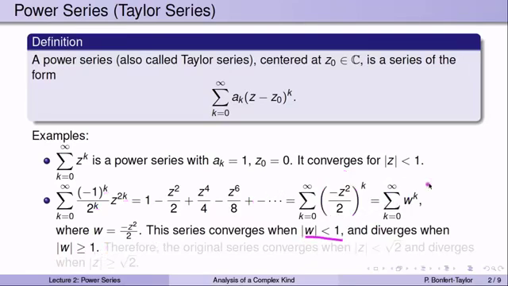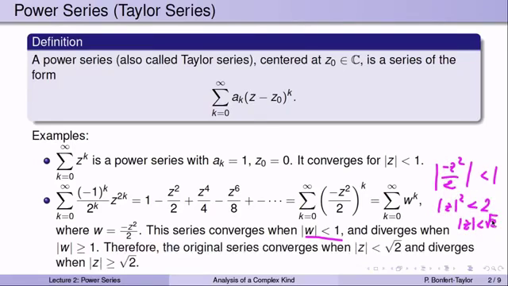What does that mean in terms of z? Well, the absolute value of w is the absolute value of minus z squared divided by 2. When is that less than 1? Well, that is less than 1 when the absolute value of z squared is less than 2. The negative sign goes away in the absolute value and then multiplied through by 2. When is the absolute value of z squared less than 2? Well, that's the case when the absolute value of z is less than the square root of 2. And so we know that this original series converges when the absolute value of z is less than the square root of 2, and then diverges when the absolute value of z is greater than or equal to the square root of 2.